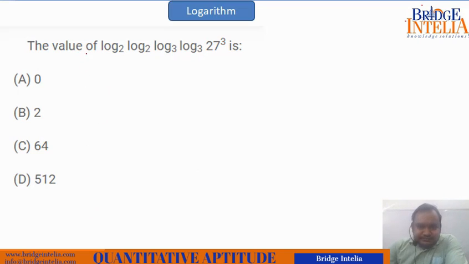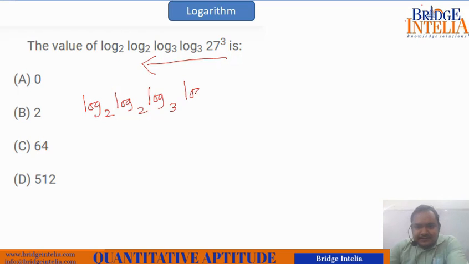The value of this expression. So let's see. Let's solve it from right to left this way. The expression is something like this. All these are bases. This 2, 3, 3 that you see before you, these are bases. 27 cube. Now you'll have to solve term by term starting from the right-hand side. So first let's try to solve this bracket.